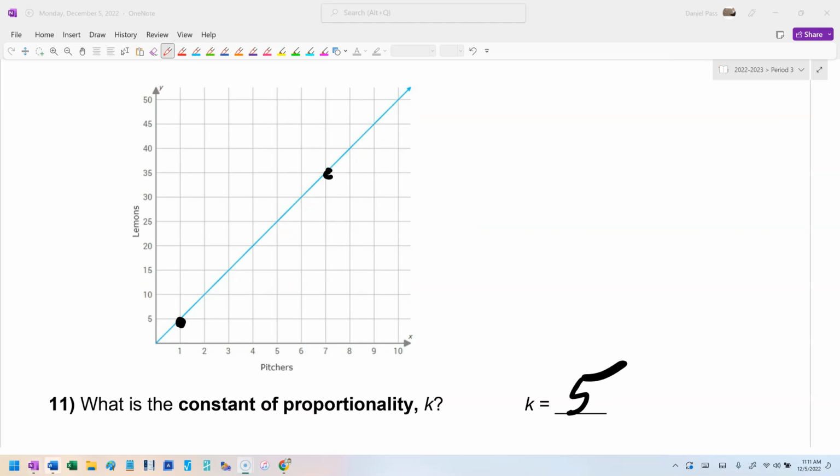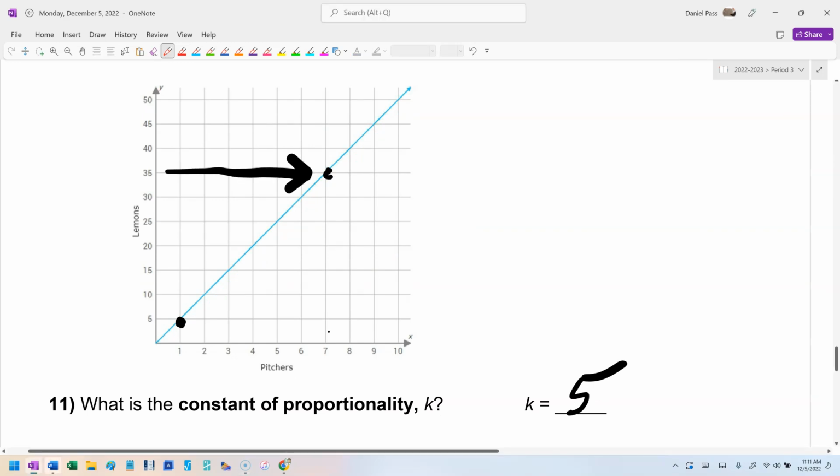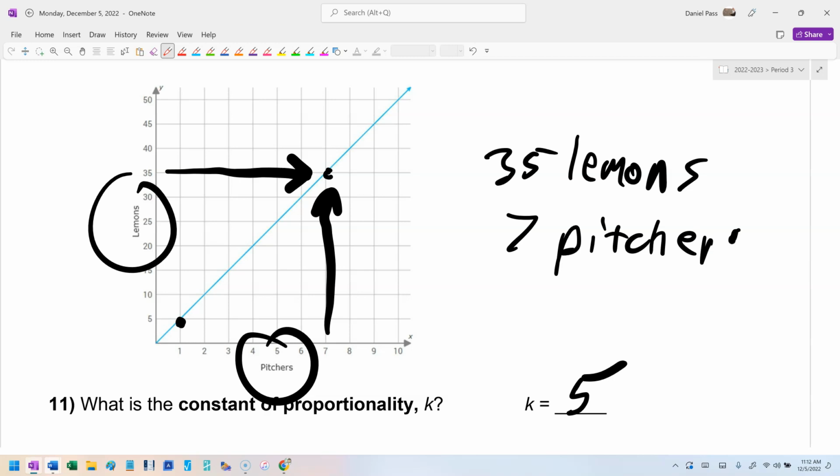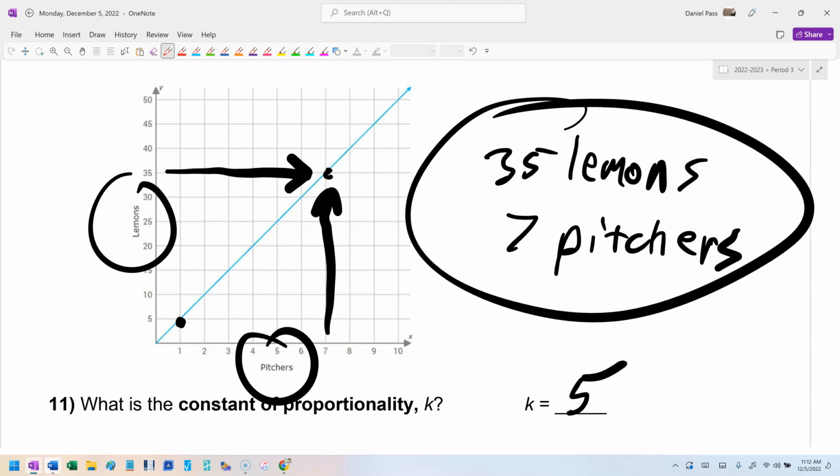So right here, we got 35 and we got 7. What does that mean? Well, we already have the labels. So what does it mean at that spot? Okay. Come on, people. How many lemons and how many pitchers? 35 lemons, 7 pitchers. Yeah, if we want to make 7 pitchers of lemonade, we need 35 lemons. That's what it means, (7, 35). All right, bye YouTube. Bye.